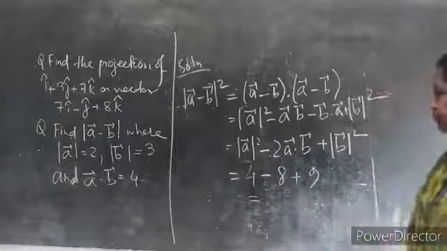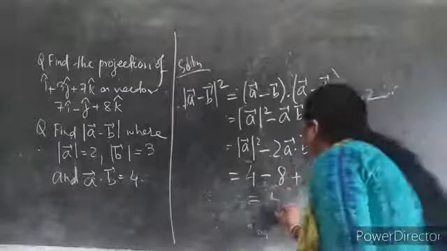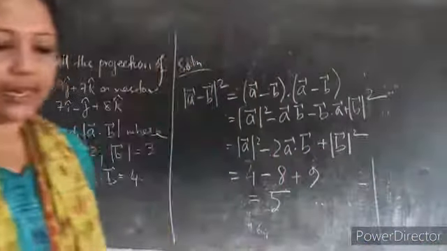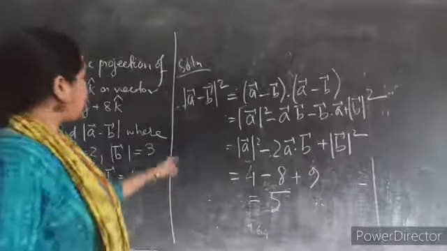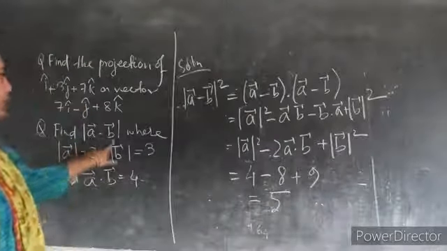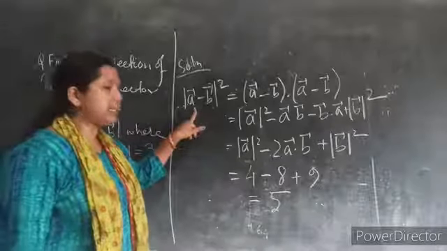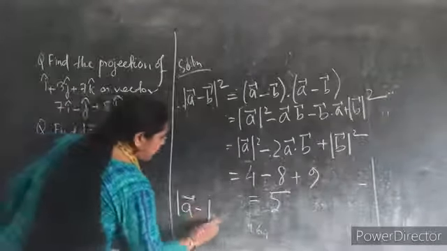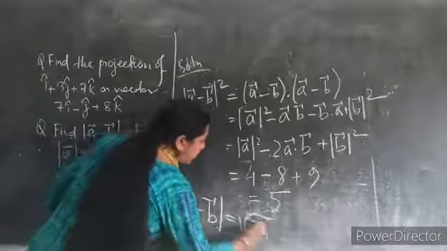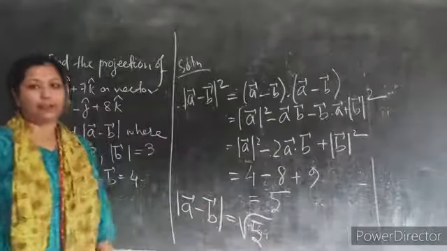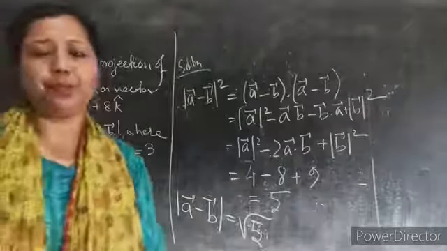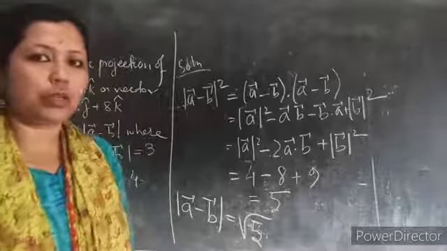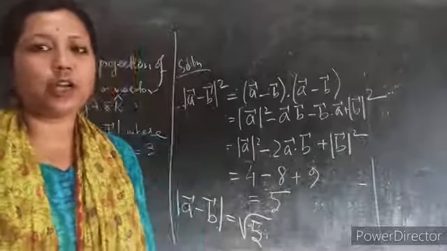As you can see here, it is coming to be how much? 5. Okay, see here students, so what you are getting here is 5, but your question is regarding magnitude of A minus B, and on the left hand side it is magnitude of A minus B whole square. Therefore, magnitude of A minus B will be simply root over 5. Okay, so I hope all of you understood. So in this way we try to do the sums regarding our dot product.